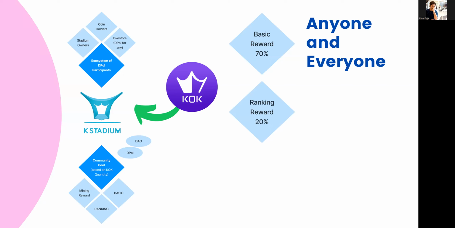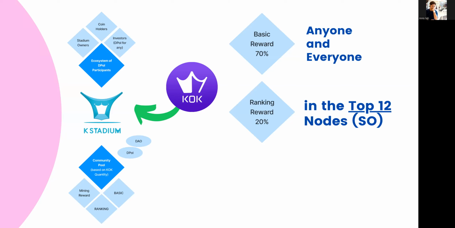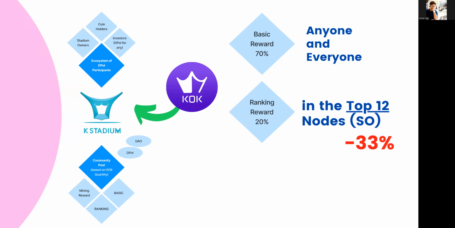Well, what about the rest? The next is called a ranking reward. And a ranking reward means you will receive part of the 20% of this share if you have participated in a node that ranked first to 12th, the top 12 nodes of the SOs. And of course, the ranks do have a difference of 33% per ranking, meaning the difference between first place and second place is 33%, so on and so forth, all the way down to the 12th node.